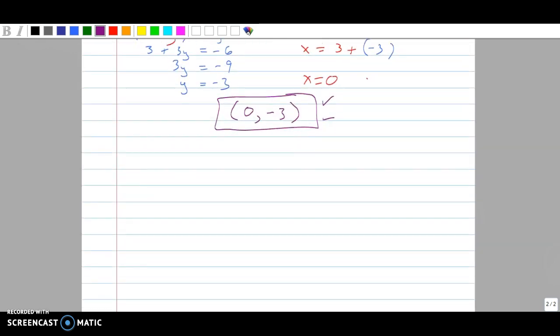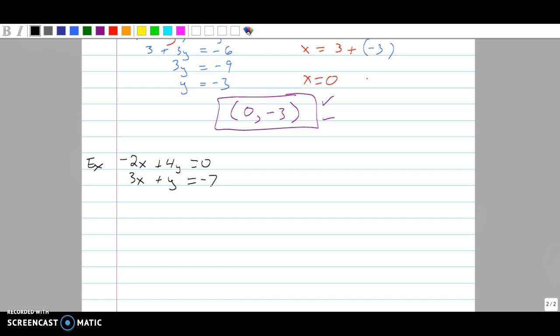And we give you one more if you want to try this. Actually, there's 2 more. But if you want to try this one by yourself, negative 2x plus 4y is equal to 0. And then I got 3x plus y is equal to negative 7.